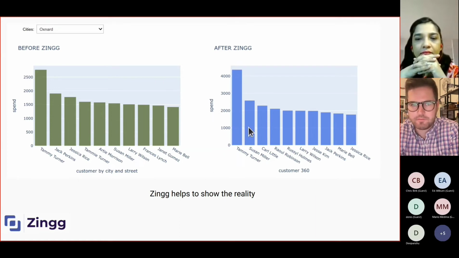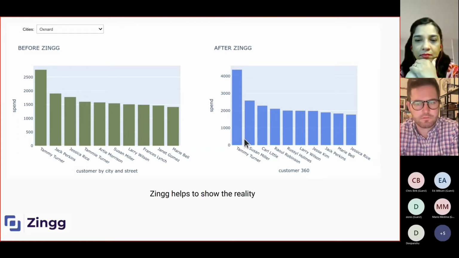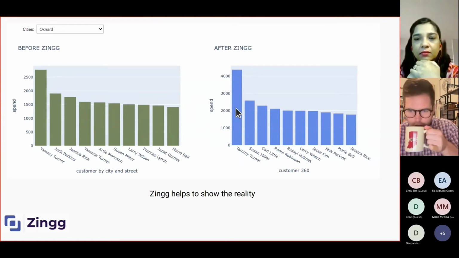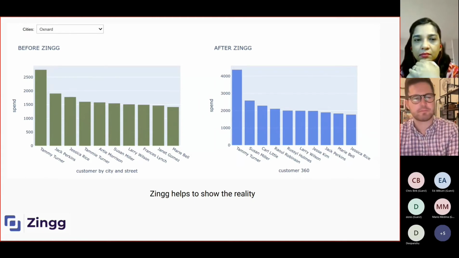And Susan Miller, she moved from 1.5K to 2.5K. So here it's a small scale in terms of amount, but if you think here, it's 30% more amount for Tammy Turner. Think about suppliers. Think about large amounts. If you move from 10 million to 13 million, or maybe more, you see, there is a business perspective here. For a company that sells goods, this is very important to know better how much people have basically spent with them.